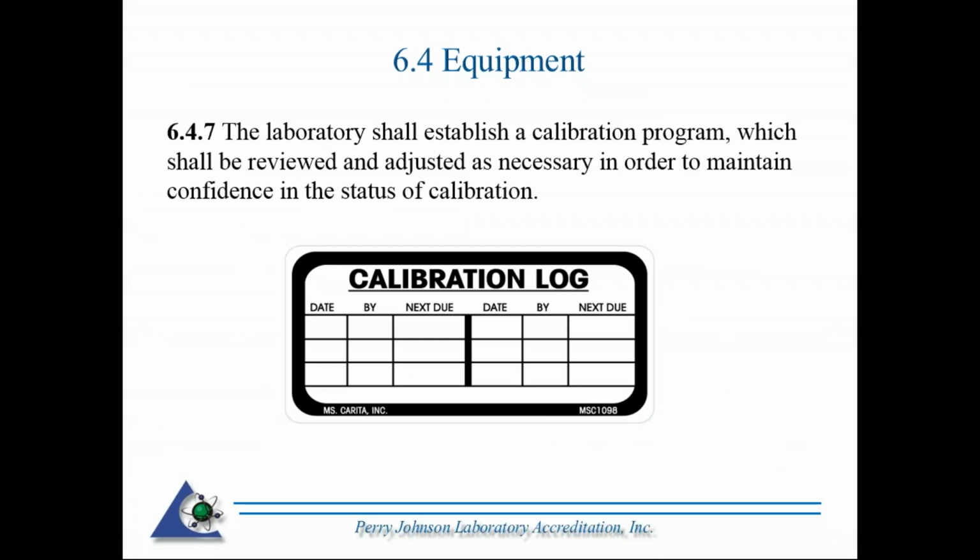The laboratory shall establish a calibration program which shall be reviewed and adjusted as necessary in order to maintain confidence in the status of calibration. So if you have equipment, traceability needs to be incorporated with the equipment, of course it needs to be calibrated. It's not a one-time thing. You have to establish a program. Say, for instance, an annual calibration may initially be implemented. However, it needs to be reviewed and adjusted as necessary.